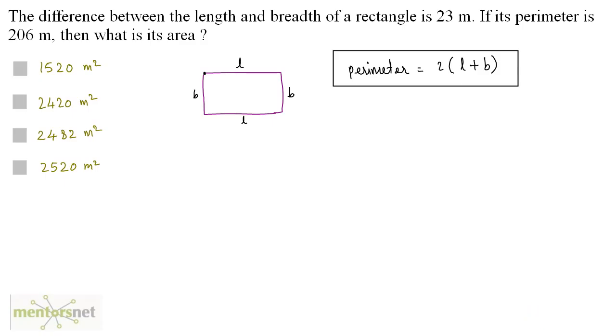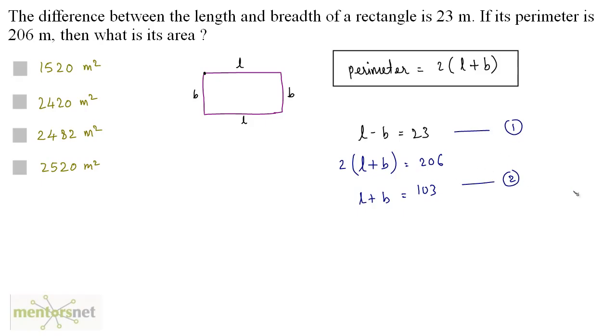So let us solve a question now. So we have been given the difference between the length and breadth. So L minus B is equal to 23 meters, and the perimeter is 206. So I have L plus B, the twice of that is equal to 206. Okay, so L plus B will be 206 by 2, and that's 103. So this is equation 1, this is equation 2. Equation 1 plus 2 will give you, let us write it, L minus B plus L plus B is equal to 23 plus 103.